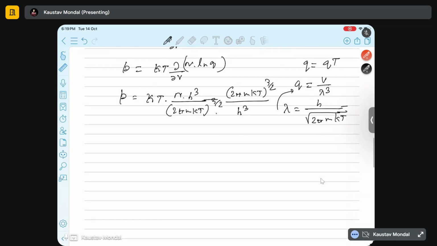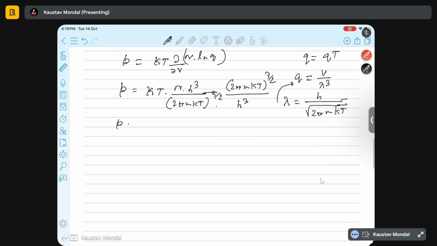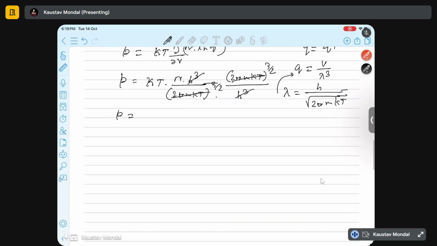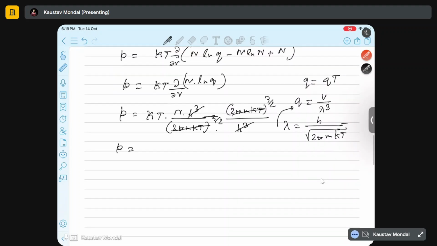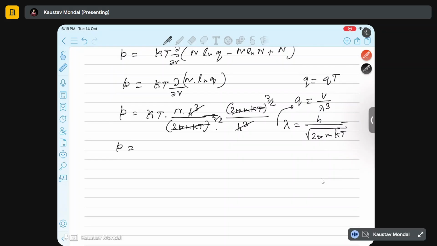Okay, so now cut out the common terms. So this will cancel, this cancels. So only the V term will be there. The V term would be there, so the V would go to the left hand side. So PV equal to NkT.